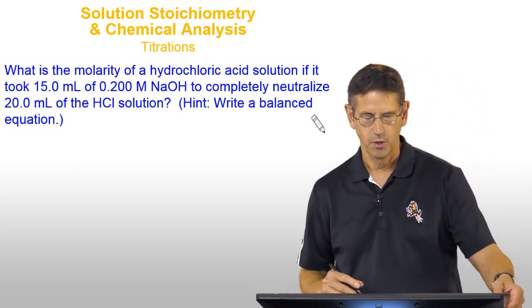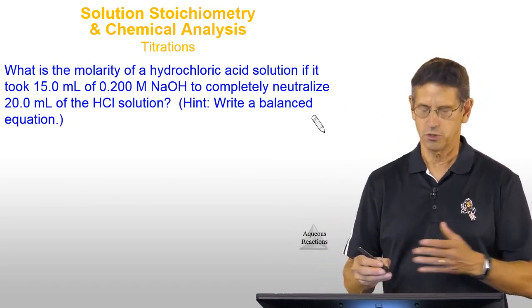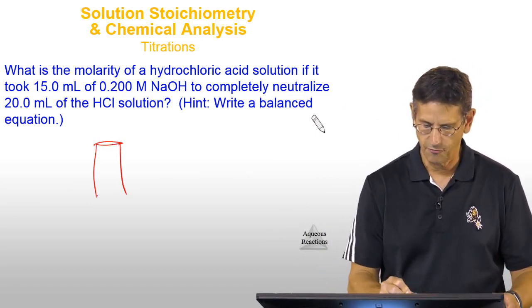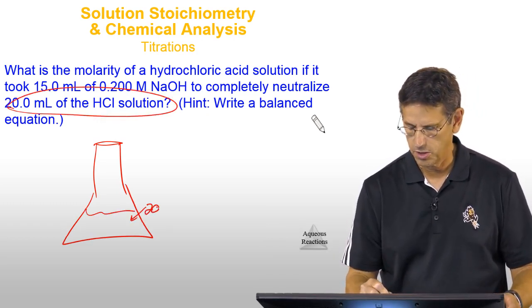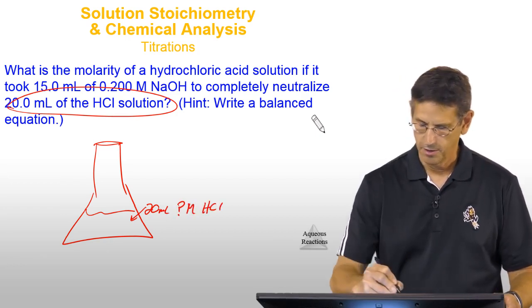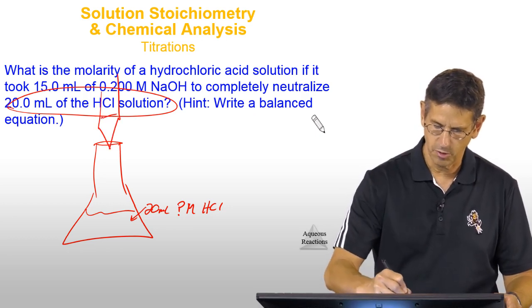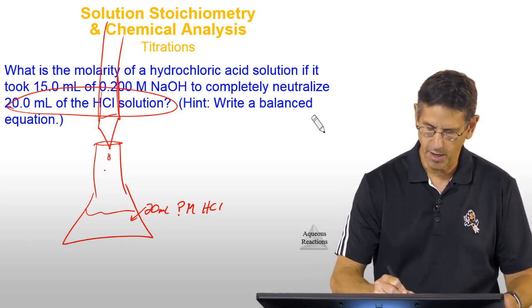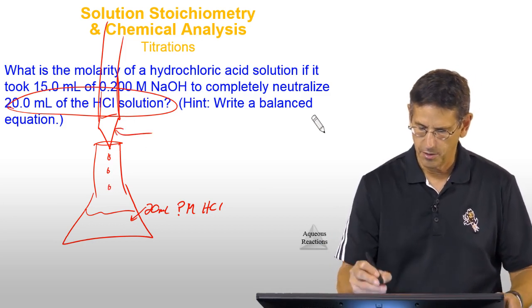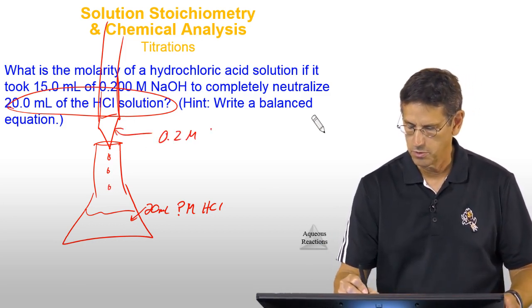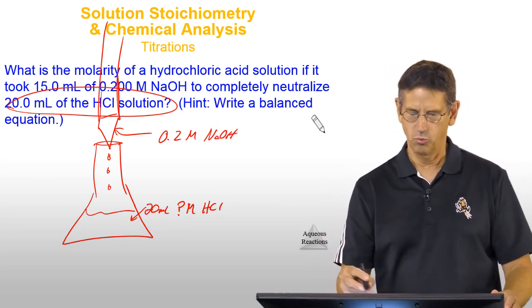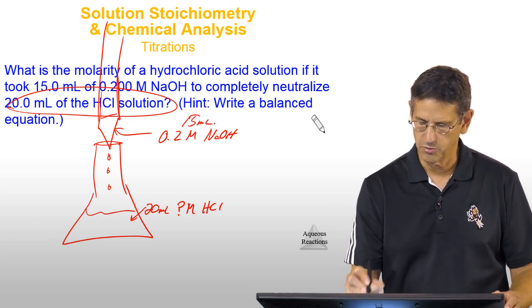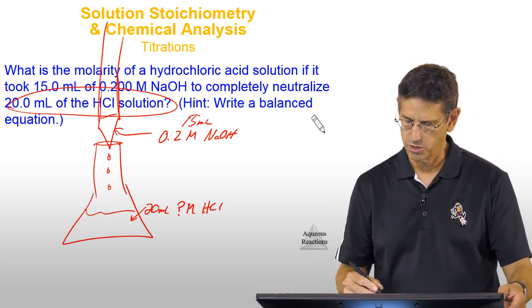So in that previous picture, the way to envision it is this. I've got my flask, and here I've got my volume. This is 20 mL of question mark molarity HCl, and then in my burette, I'm going to add dropwise a 0.2 molar sodium hydroxide solution. And in fact, you're told that you reach the equivalence point when we've added 15 mL of this.